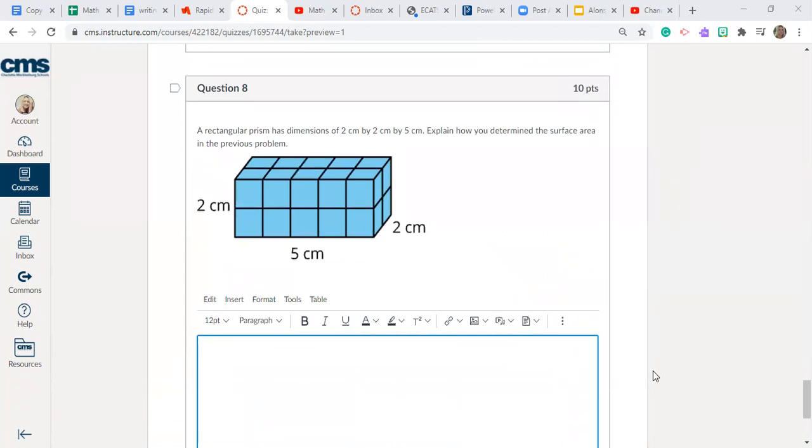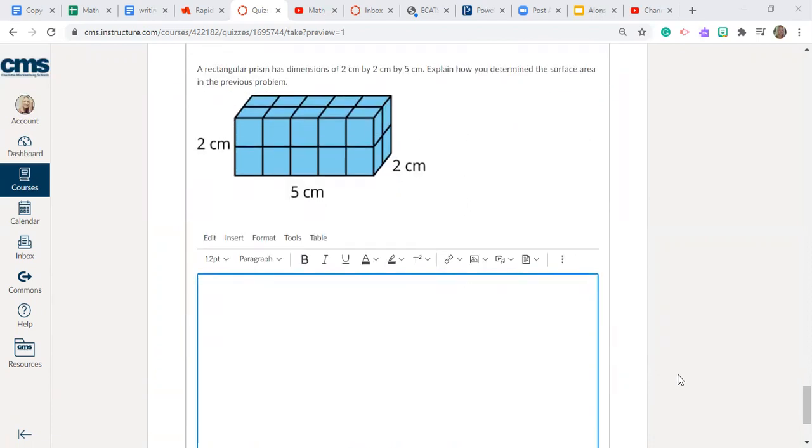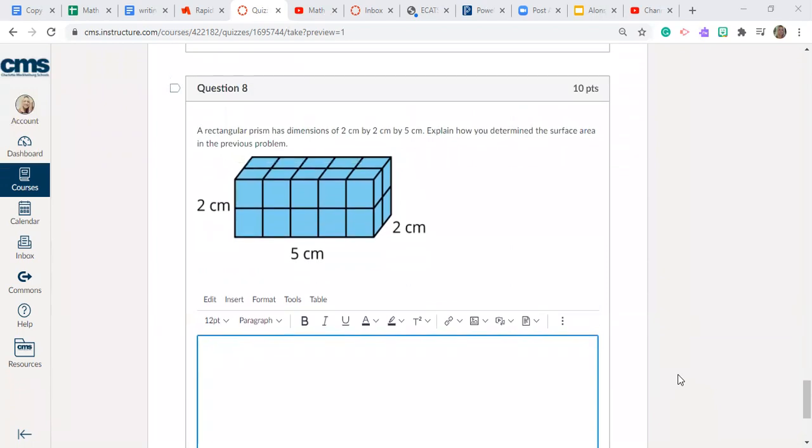Question number 8. A rectangular prism has dimensions of 2 centimeters by 2 centimeters by 5 centimeters. Explain how you determined the surface area in the previous problem. Pause and answer this question.